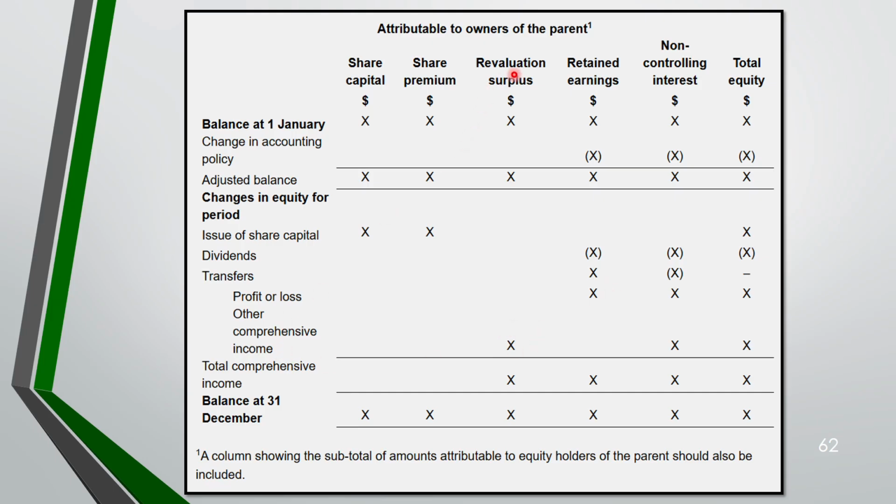Whereas revaluation surplus has to do with other comprehensive income. And NCR will affect both profit and loss and other comprehensive income, and hence total equity. And then you get your total comprehensive income, and finally the balance.